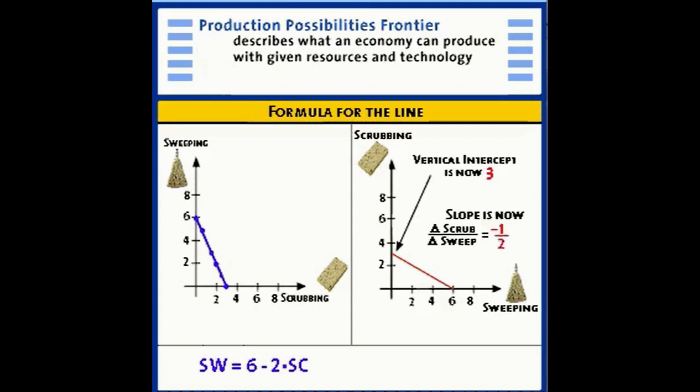The formula for this new equation is going to be given by this expression. Bernie's production possibilities frontier, expressed this way with scrubbing on the vertical and sweeping on the horizontal, has exactly this mathematical expression. 3 is the vertical intercept, or the maximum number of rooms he can scrub in an hour. And negative 1/2 is the opportunity cost. Anytime Bernie sweeps an extra room, that takes 10 minutes. 10 minutes divided by 20 minutes, the amount of time that it takes to scrub a room, gives us 1/2.